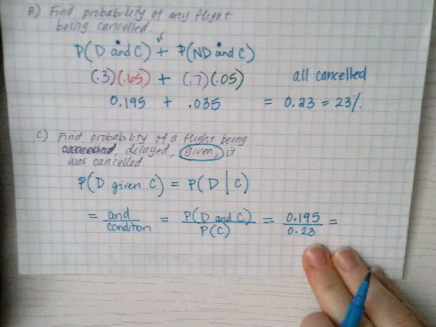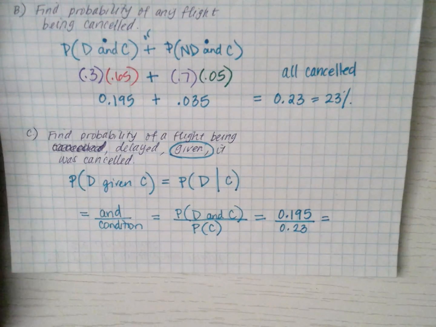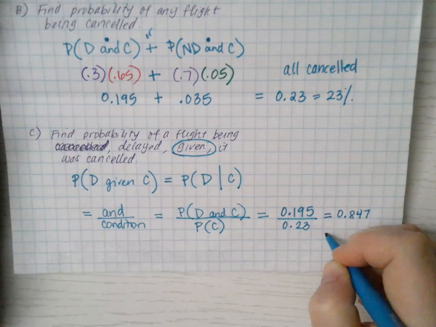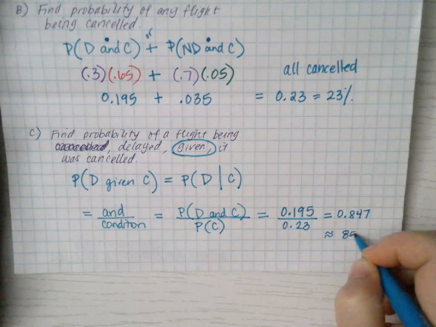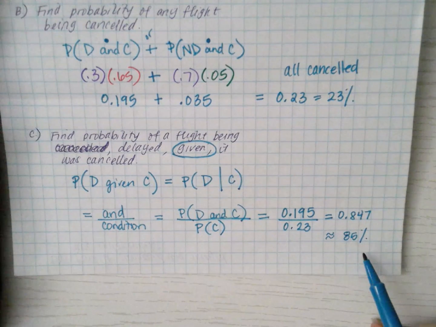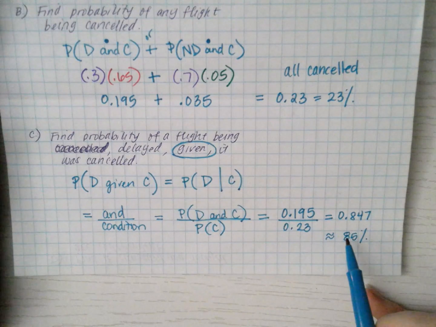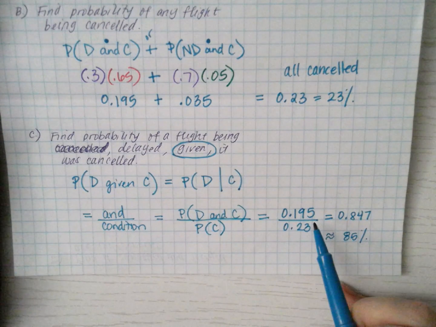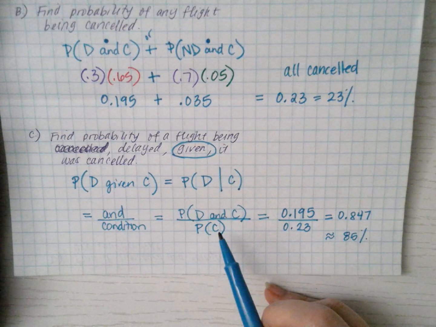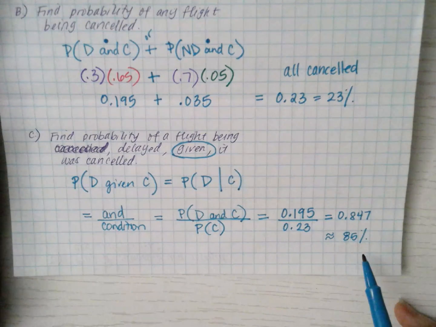If I take 0.195 and divide it by 0.23, that's going to give me 0.847, which is also approximately 85%. This is a very large percentage, so let's think about this. Of all the canceled flights, 85% of them are a delayed flight. Well, that seems to make sense because most of the canceled flights were already delayed. So this percentage makes sense for our problem.